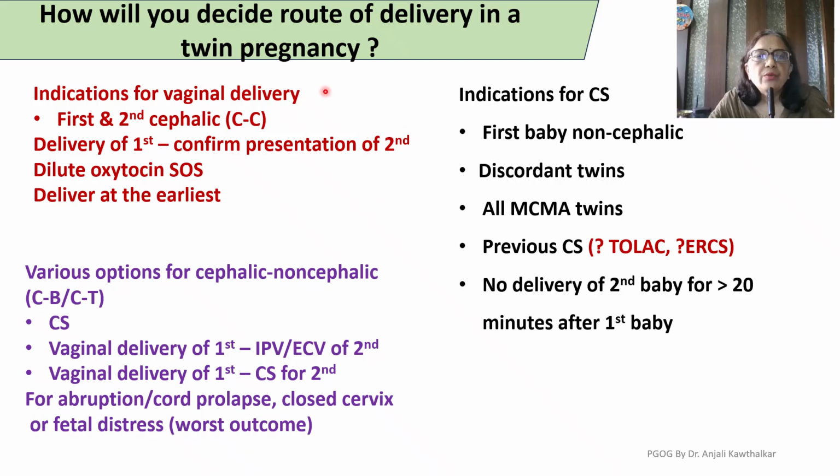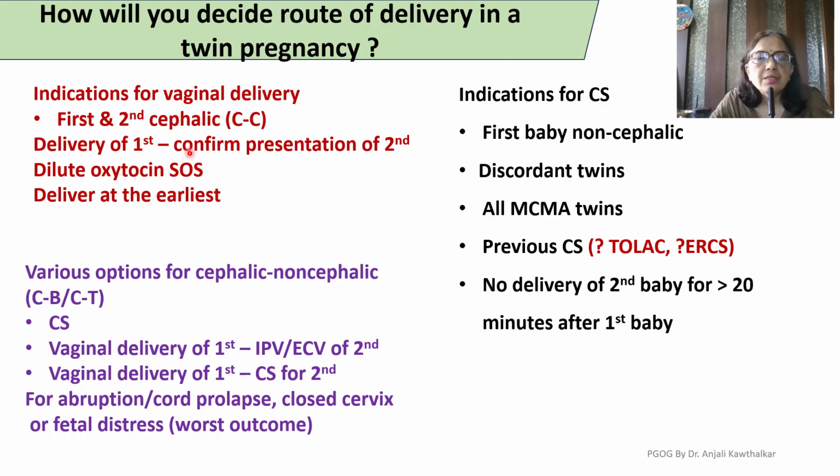Now, route of delivery in a twin pregnancy, indications for vaginal delivery. A clear indication is when both the babies are in cephalic presentation. First cephalic, second also cephalic. Here, after the delivery of the first, we have to again reconfirm the presentation of the second by abdominal examination, vaginal examination, and if there is a doubt, by intrapartum ultrasonography.